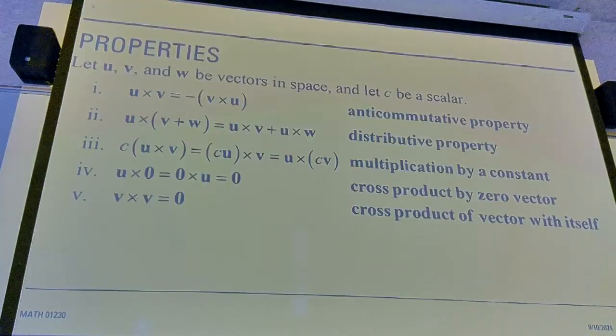This is, again, very easy to see using properties of determinants. The matrix has two identical rows. Its determinant is automatically 0.